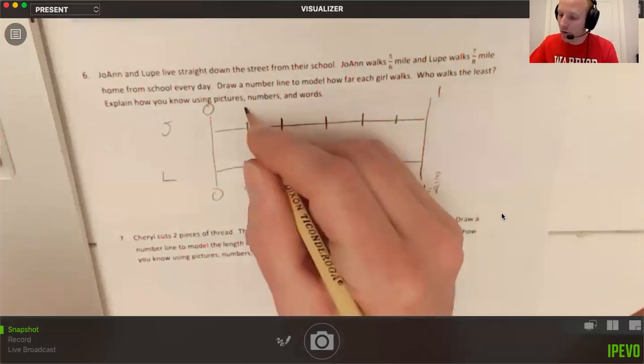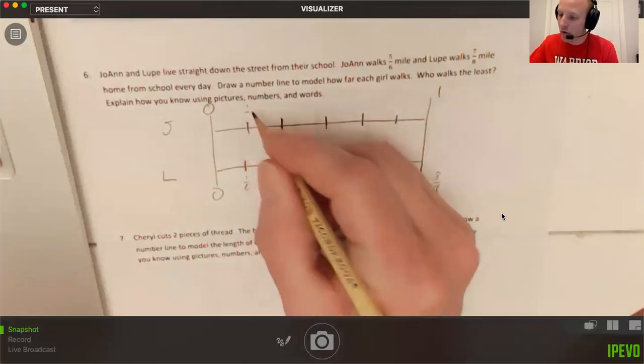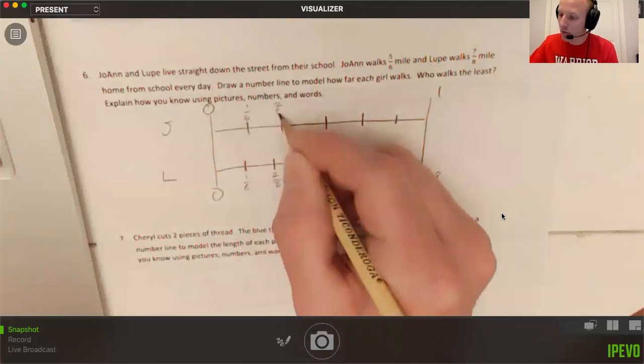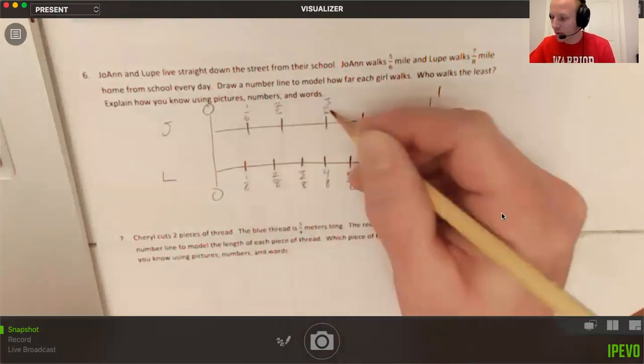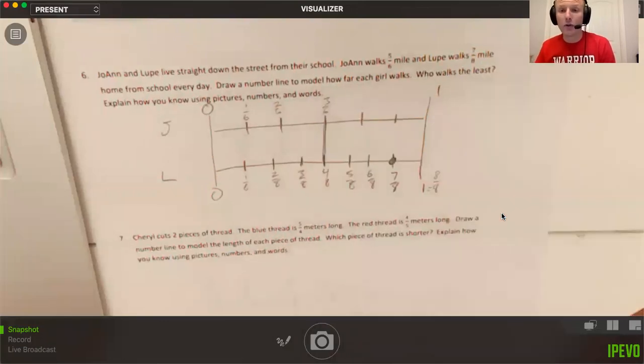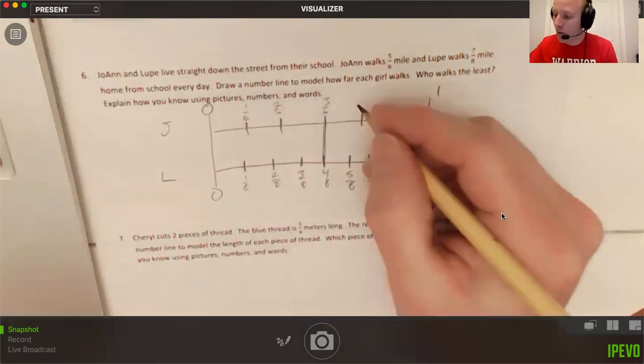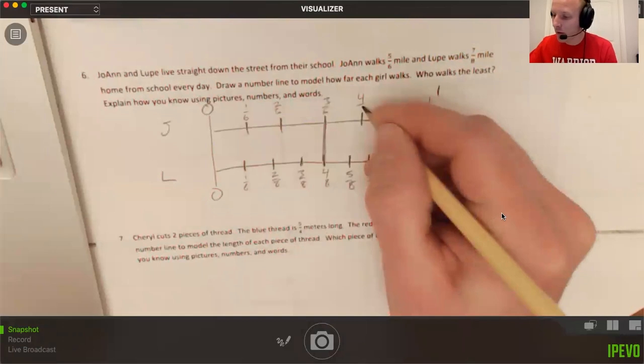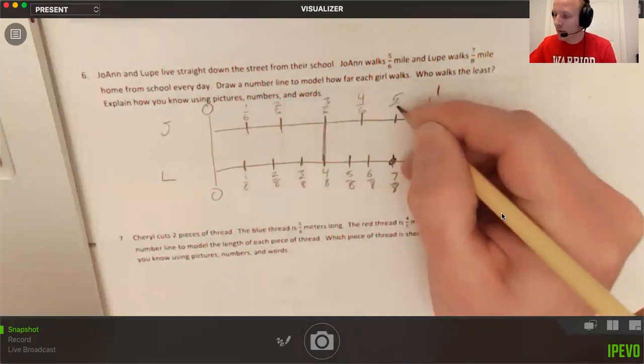So this is 1/6, 2/6, 3/6. Notice 3/6 and 4/8. See how those connect? Those are the same. They're both equal to 1/2. 4/6, and 5/6.